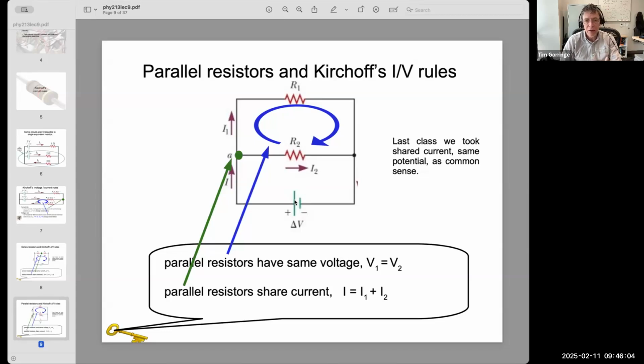So that common sense about the voltage of the battery being applied across the two resistors, and the same across both, is a consequence of the voltage rule.